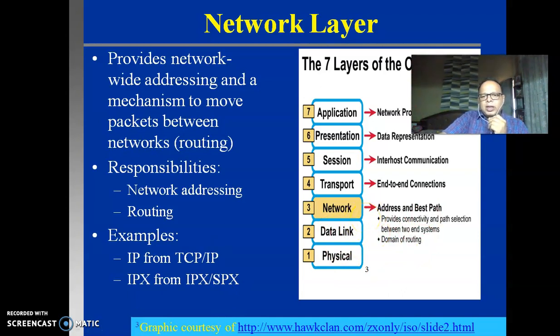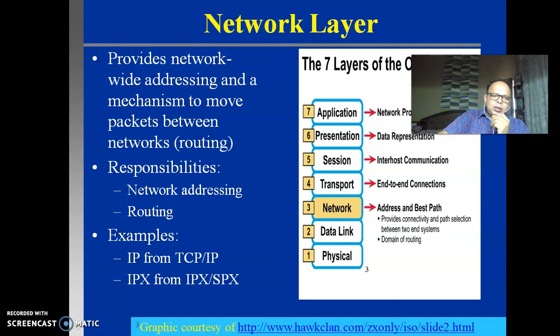It provides connectivity and path selection between two end systems. You must have heard of a device, and we will cover its functioning in the next couple of videos, called a router. This router is configured, or the switch is configured, because you must have heard of the layer 3 switch. A layer 3 switch has the functioning of layers 1, 2 and 3. All these three functions are merged, and that is called a layer 3 switch. So this takes care of addressing and best path selection.